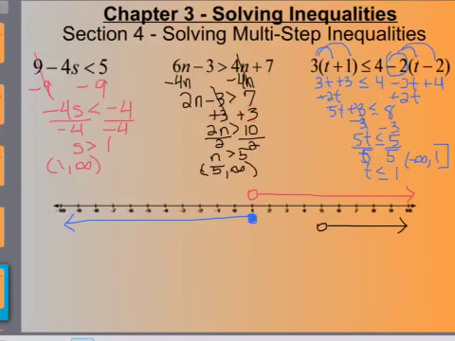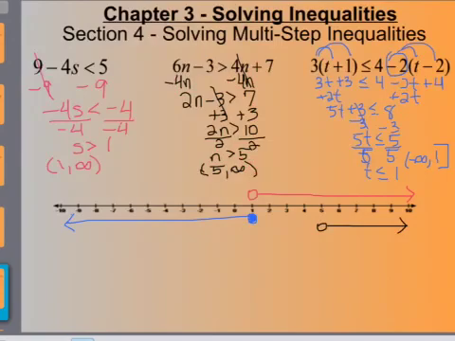2n is greater than 10. When you divide by 2, you get that n is greater than 5. So circle the 5. It's an open circle because it's not equal to. Greater than means going to the right. And again, interval notation, it starts at 5, not including the 5, so it's curved, and goes up to positive infinity.